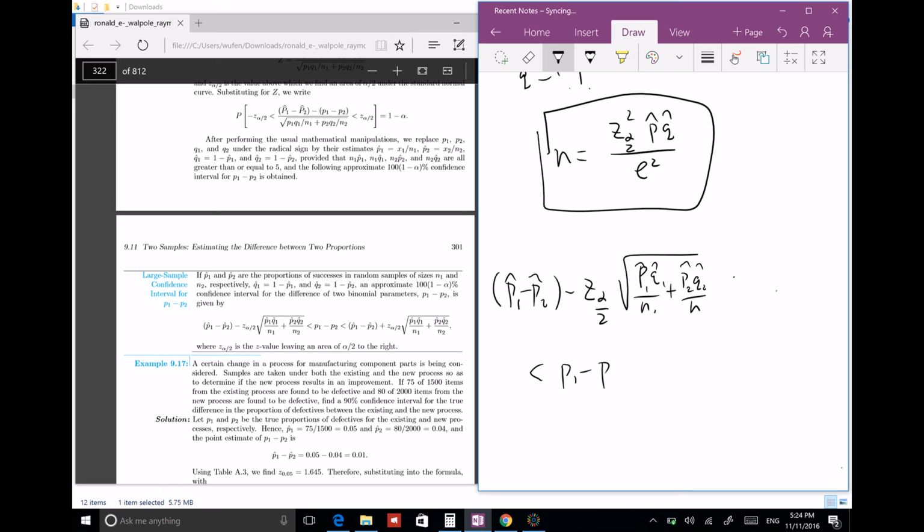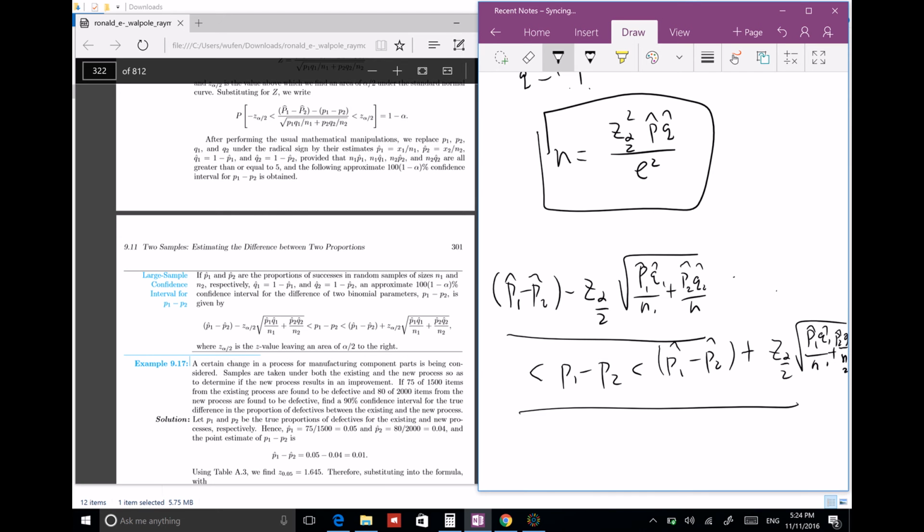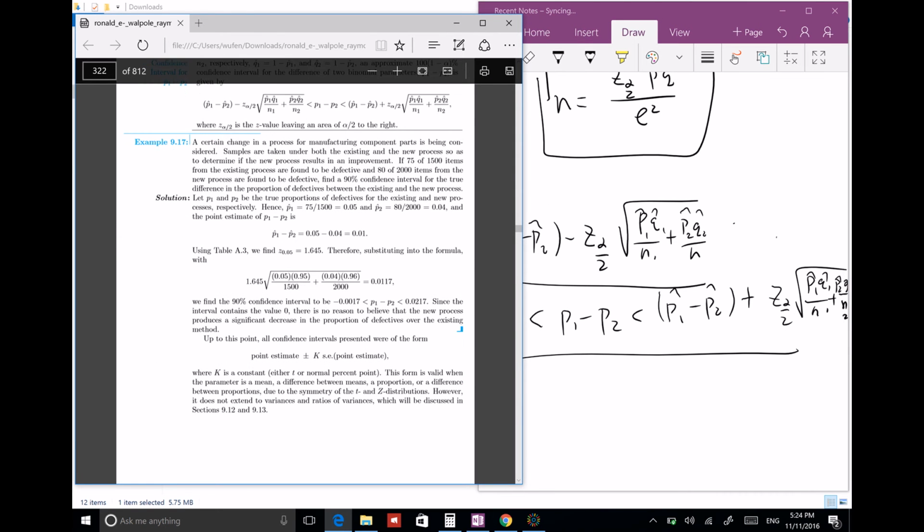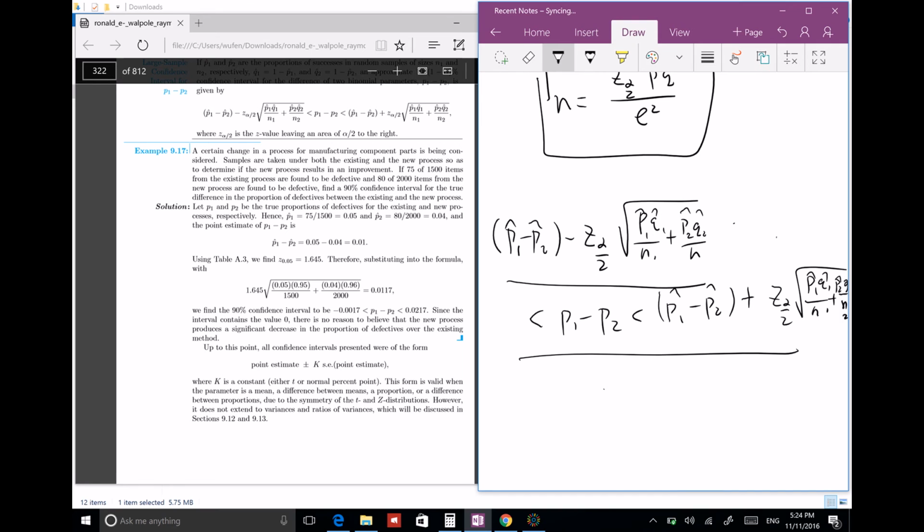It's very familiar to you, right? p1 minus p2 plus z alpha over 2 times the square root of pq over n1 plus pq over n2. So it's very familiar, like the previous sections, previous homework, right? It's the same idea, and everything will be given to you when you do the problem. Okay, this is the estimation of the difference of proportions.